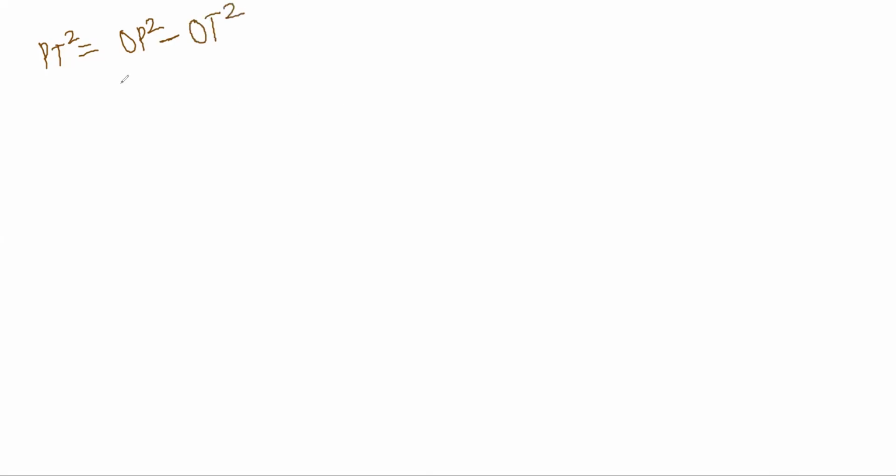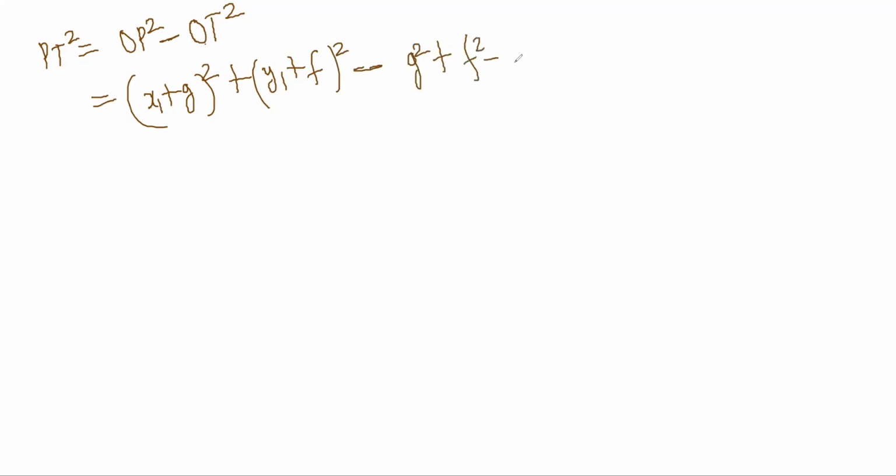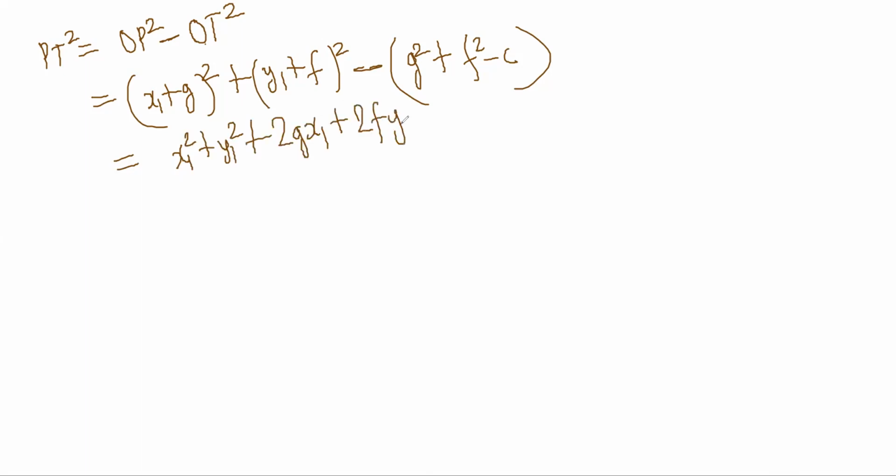OT square, right? And OP square is equal to x1 plus g whole square plus y1 plus f whole square minus, this is radius square. So this is g square plus f square minus c, right? This becomes x1 square plus y1 square plus 2g x1 plus 2f y1 plus g square plus f square, that cancels, and plus this c. So this is very nice because notice what has happened.